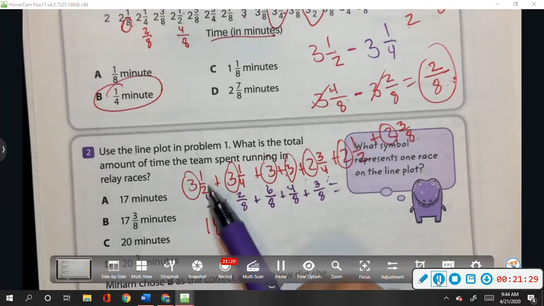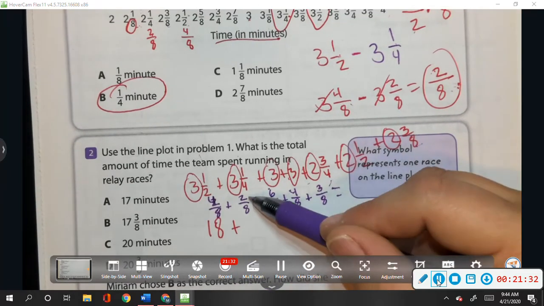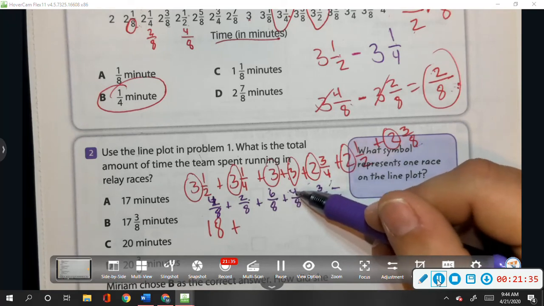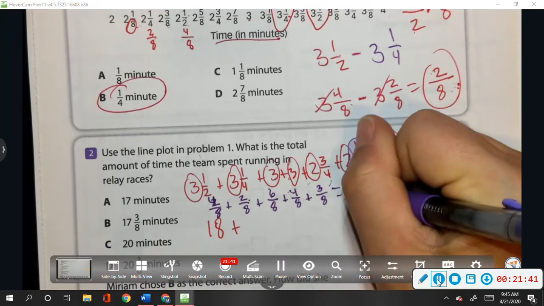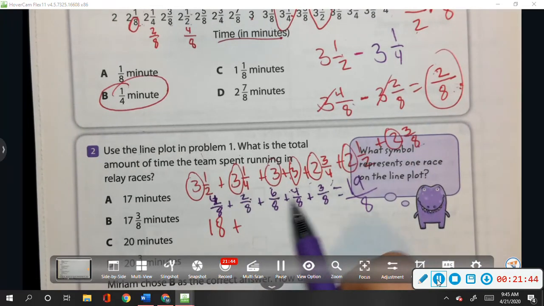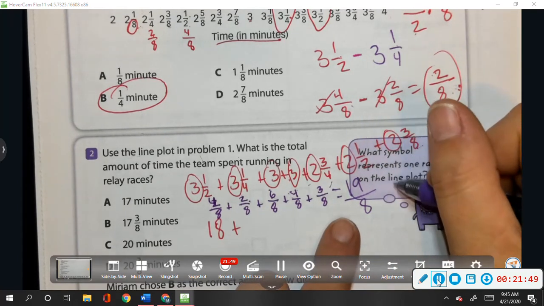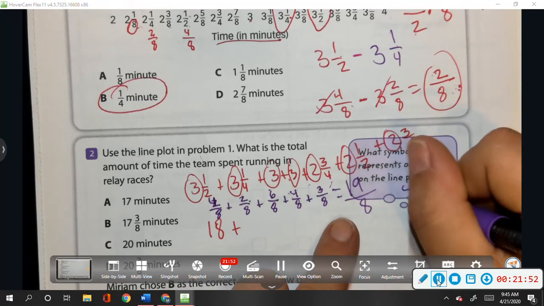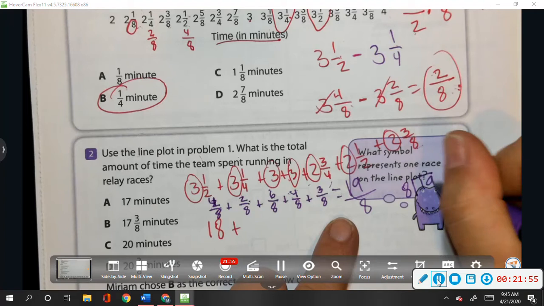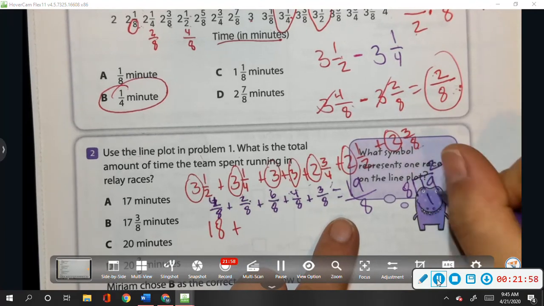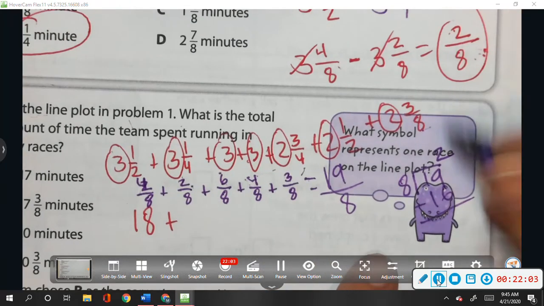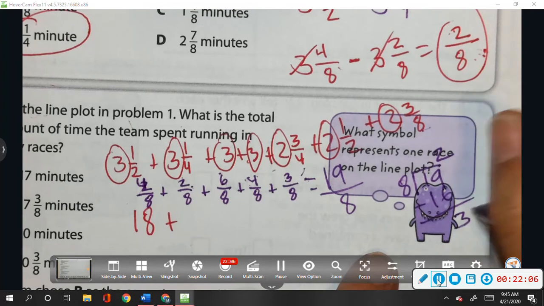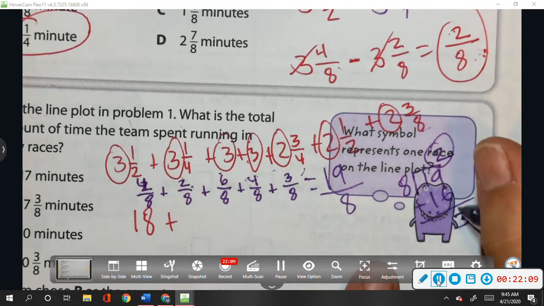So let's add our numerators. 4, 5, 6. 6 plus 6 is 12. 13, 14, 15, 16, 17, 18, 19. 19/8. Let's make sure. Yep. So we have 19/8, and we need to change this into a mixed number. So we divide. 8 goes into 19 how many times? Twice. So that's 16. I'm sorry if you're having a hard time reading it, I kind of went into the margin here. I'm just dividing this out. 19 minus 16 is 3. So we have 2 3/8.